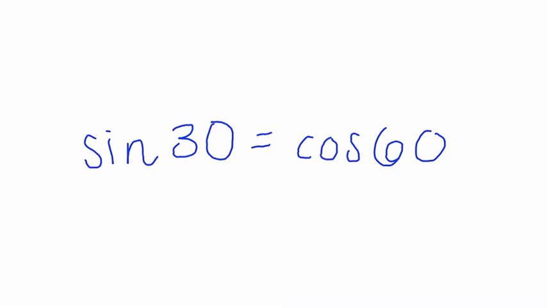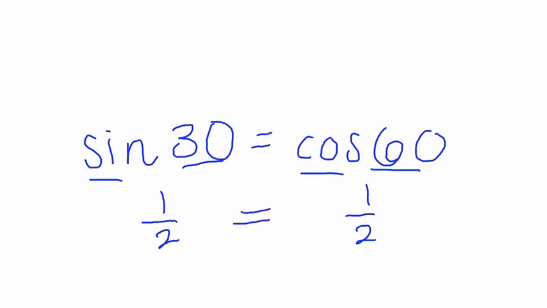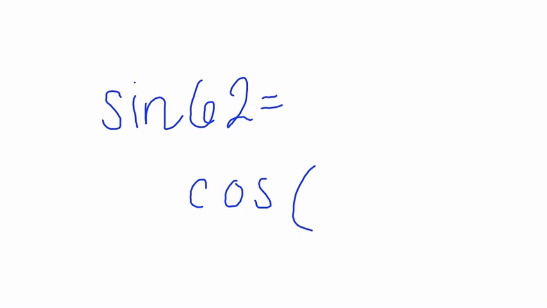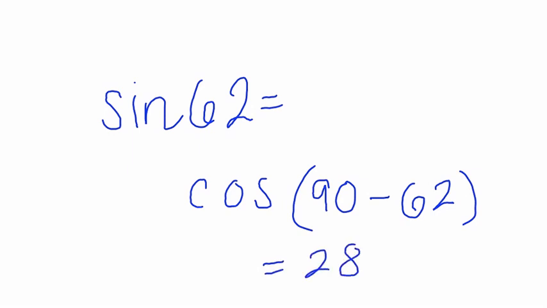30 and 60 are complementary because they add up to 90 degrees, and sine and cosine are cofunctions of each other. Sine of 30 is 1/2, and cosine of 60 is 1/2. So those cofunctions are equal. Here's an example problem. Sine of 62 is equal to cosine of whatever angle is complementary to 62, which is the same as 90 minus 62, which is 28. So sine of 62 is equal to cosine of 28 because they are complementary angles. You can also do this with radians.